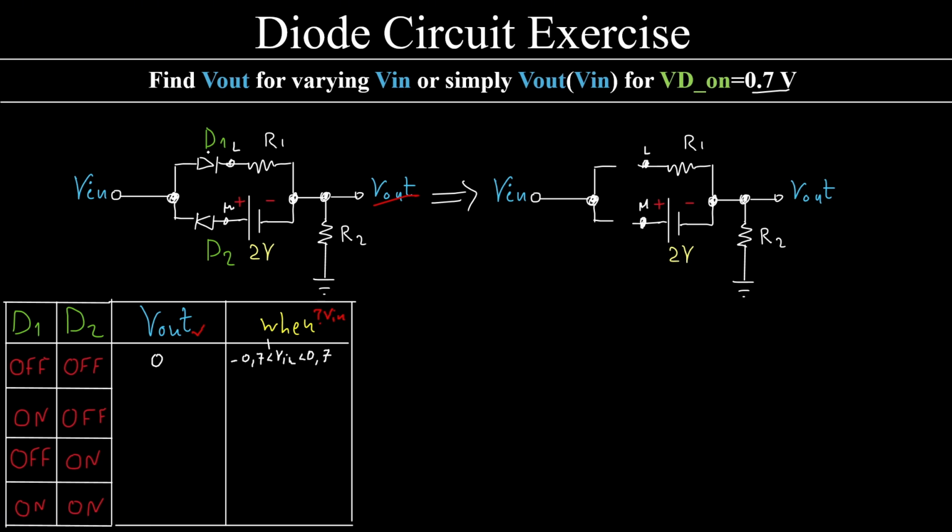Case number 2, D1 is on and D2 is off. If D1 is on, it will be represented by a battery with these polarities, be very careful, with 0.7 volts. Now again, I'm going to write my conditions for the diode, so it will be V in minus VL must be 0.7 because the diode is on. How about the D2? Vm minus V in must be less than 0.7.